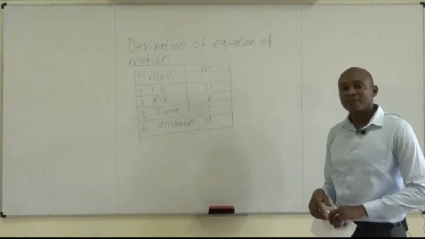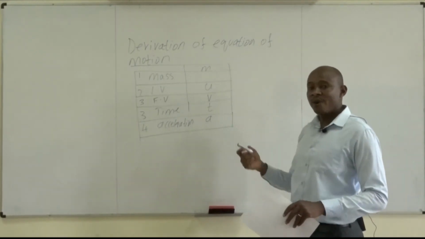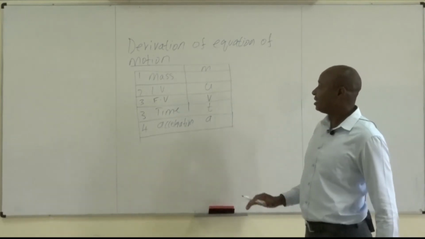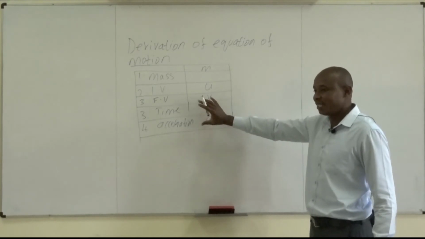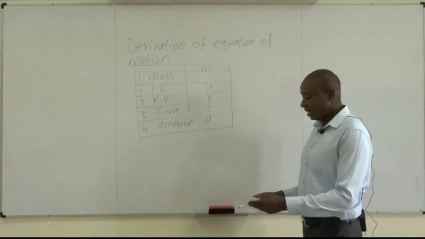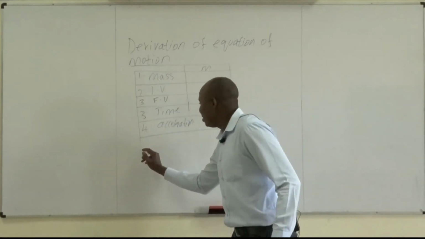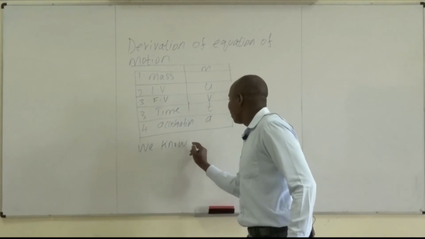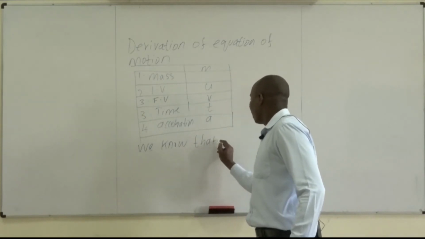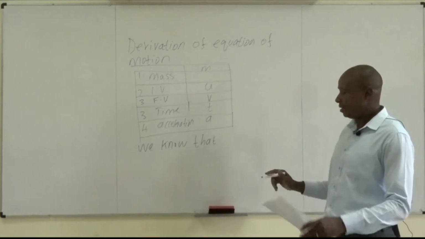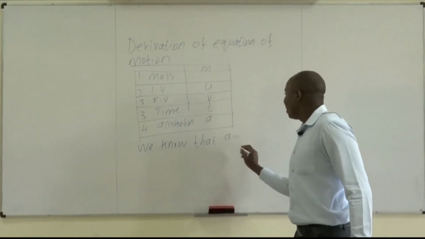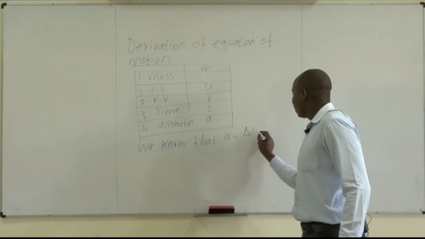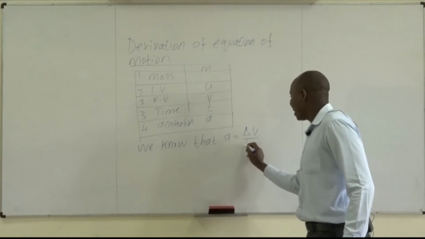Now you see, these are the step-by-step procedure that we are referring to. Now, from there you can take the student to the next step. This is the first step of identifying the variables. The second step is by saying that we know that acceleration a equals change in velocity over time taken.